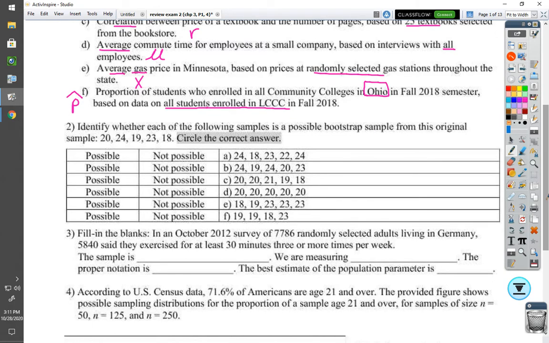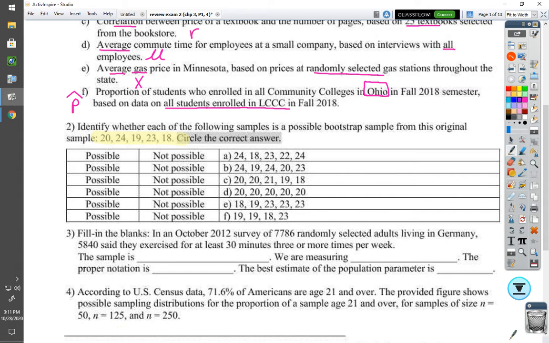In section 2, we're on to identifying whether each of the following samples is a possible bootstrap sample from the original sample. And the original sample is given as the values 20, 24, 19, 23, 18. I'm going to undo that because I really don't like what I just did right there. And I'm going to grab a new color. That's a little bit better. Not awesome, no.